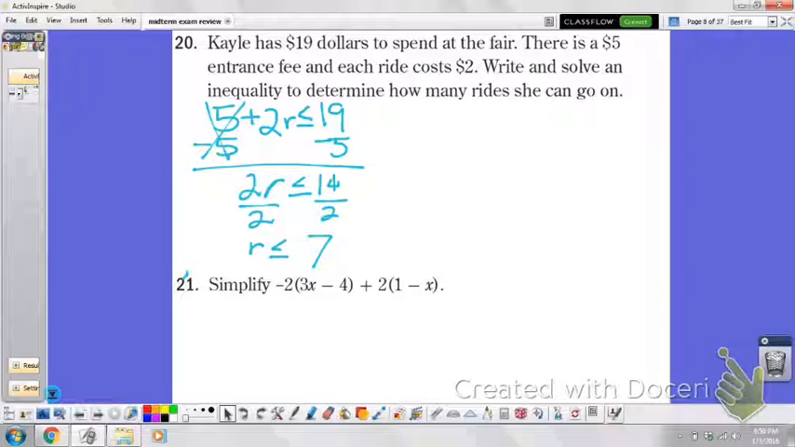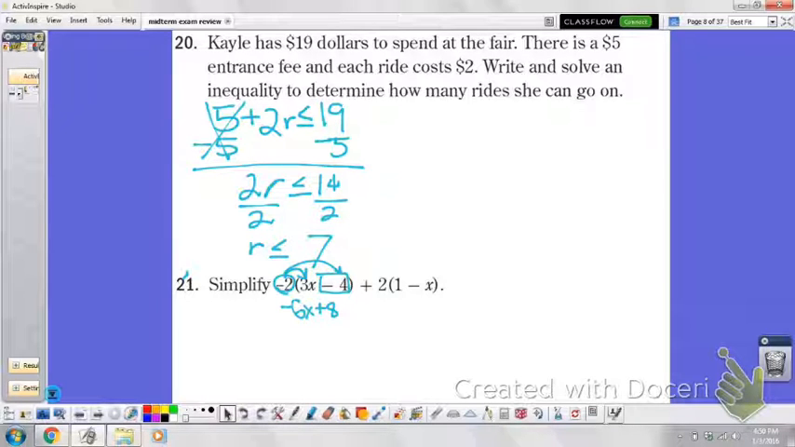Number 21, we need to simplify the expression negative 2 times the quantity of 3x minus 4 plus 2 times the quantity of 1 minus x. So to start this off, I'm going to have to use the distributive property. I'm going to have to multiply negative 2 times 3x, which is negative 6x. Then I have to multiply negative 2 by all of negative 4. Remember, you have to include that sign in there. So negative 2 by all of negative 4, which is positive 8.